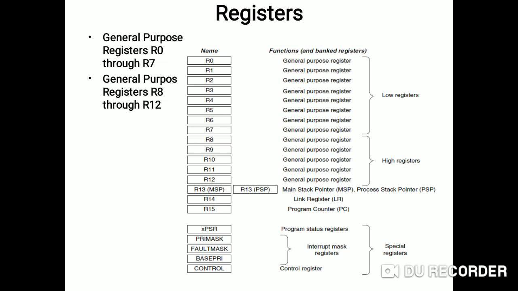So let's see first the general purpose registers R0 to R7. R0 to R7 are also called low registers. They can be accessed by all 16-bit Thumb instructions and all 32-bit Thumb-2 instructions. They are all 32-bit. The reset value is unpredictable.